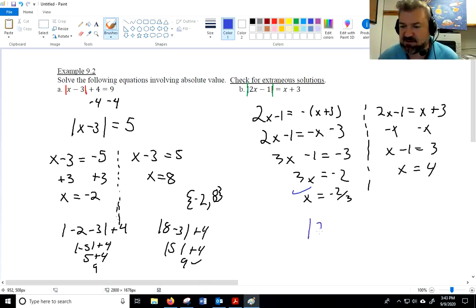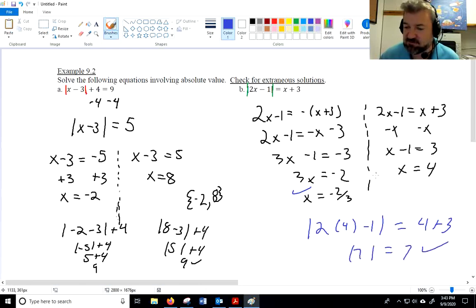I've got the absolute value of 2 times 4 minus 1 is equal to 4 plus 3. Well, that's 8 minus 1, which is 7. The absolute value of 7 is 7. Well, that works as well. So it looks like both of these solutions are indeed solutions to this equation.